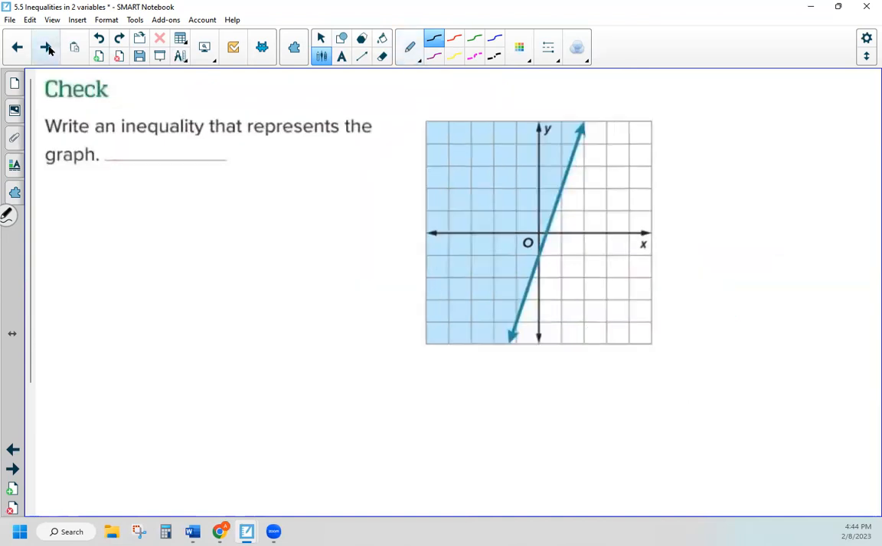If you haven't paused it, pause it now. All right, so let's go ahead and talk about this. It's a solid line, right? That's the first thing I have in mind. It's a solid line. We're shading above the line. So here's my starting equation. y is greater than or equal to. I'm saying greater than because we're shading above, and the equal to because the line is solid.